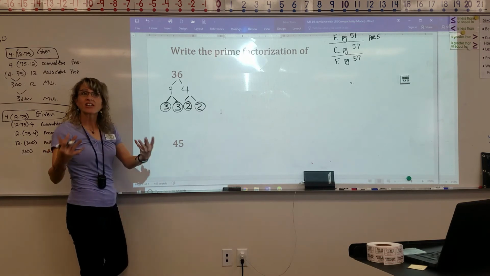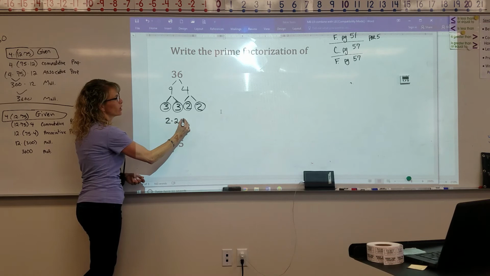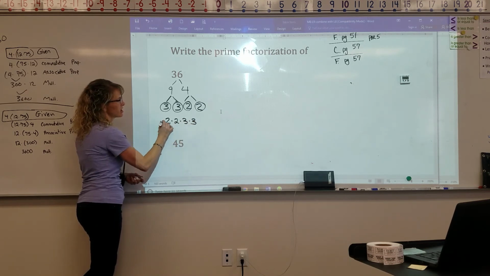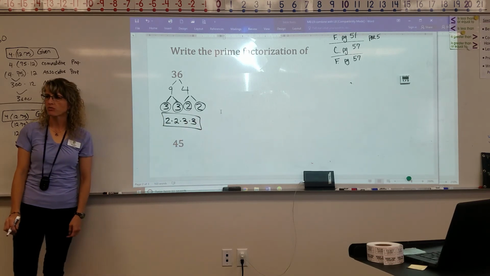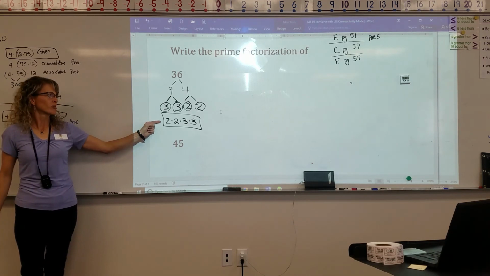I have to give an answer now. So what is my answer? I write it in least to greatest with times symbols and box my answer: 2 times 2 times 3 times 3. If you show me this on your whiteboard, I'll say no. If you show me this, I'll say correct.